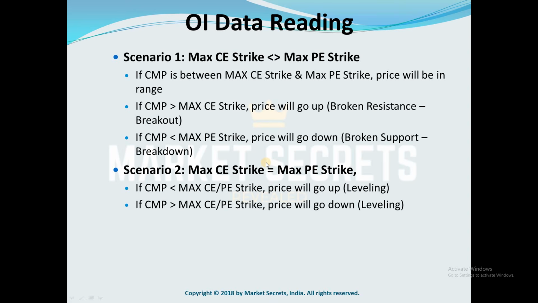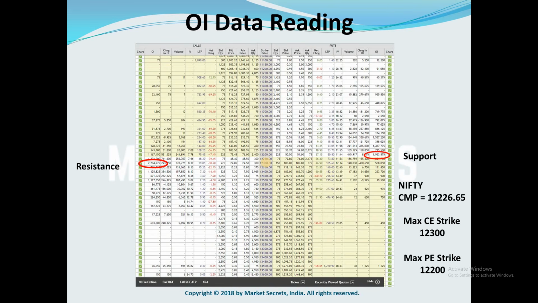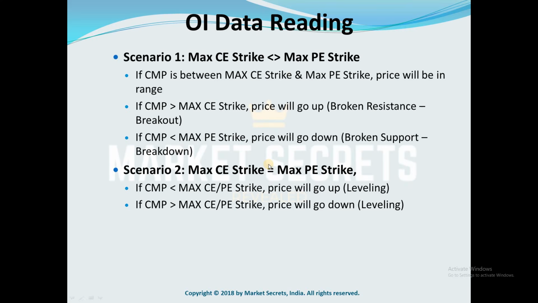And the reverse is also true. If max CE and max PE strike have the same value and the current market price is greater than that, then the price will come down to that particular value. So if you look at this table, in case max CE and max PE strike are the same, that is 12,300, and the current market price is at 12,400, then the price will come down to 12,300. So that is the inference you need to get out of this data. This is your scenario 2.